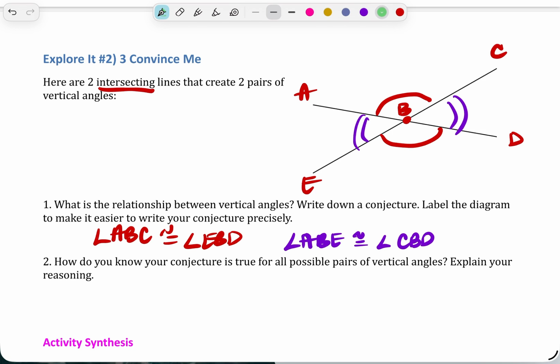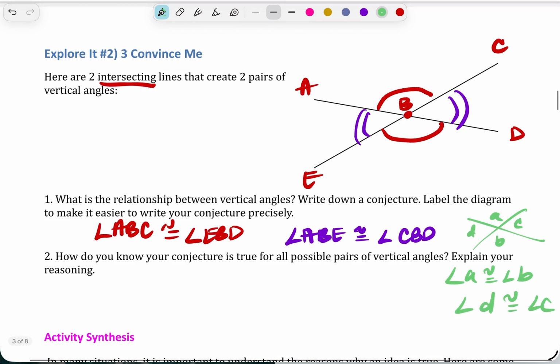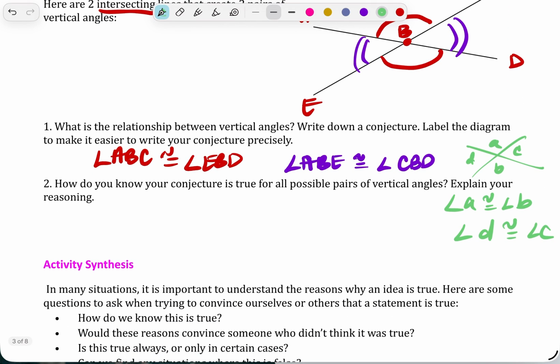A much easier way to do it is if you have only a simple X intersection, A, B, C, D, you could say angle A is congruent to angle B, angle D is congruent to angle C. All right. This notation doesn't always work if you have multiple angles overlapping, but let's move on. This is a common notation you'll see on the regions.